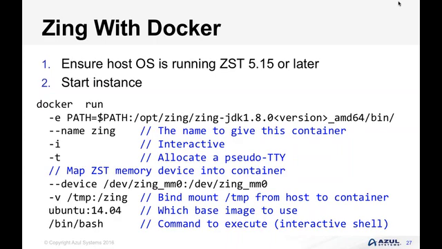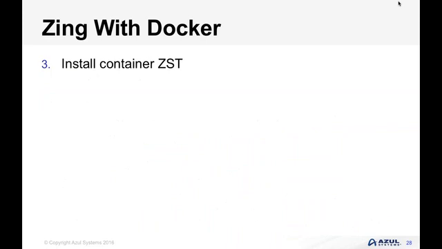That makes it easier to copy files so that if we want access to things like the JVM and so on, then we can do it that way. We'll use Ubuntu 14.04 as our base image. You can use whatever you like, but in this example I was using Ubuntu, and then we'll execute the bash command. Once we've done that, we need to start up our container, have that running, and then we need to install the Zing system tools inside that.